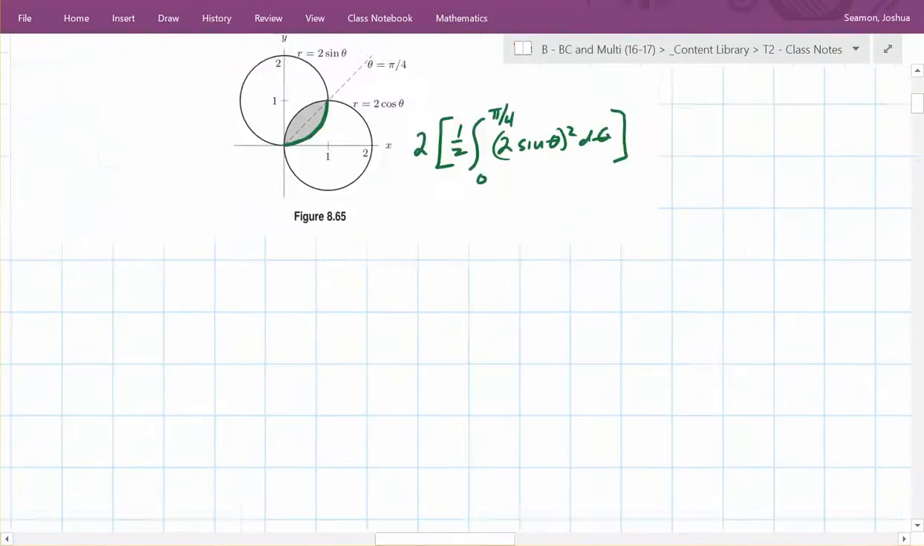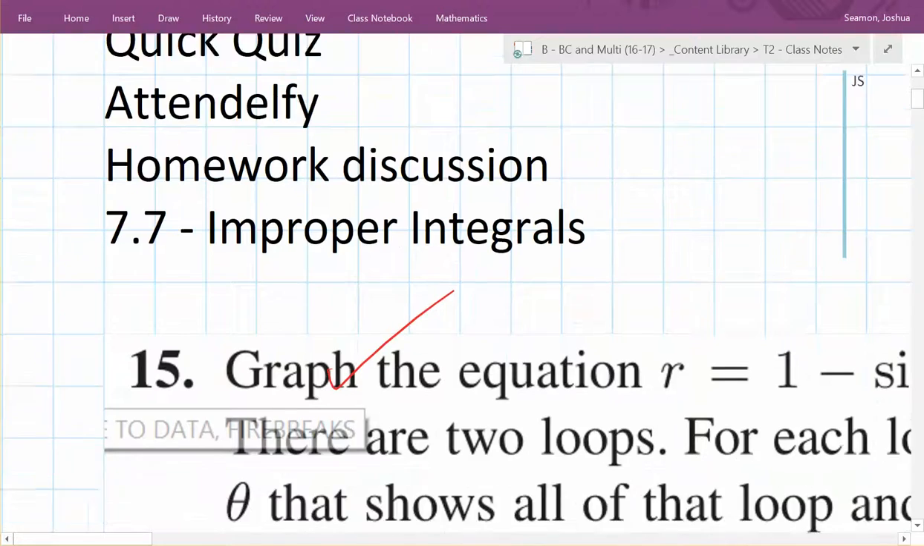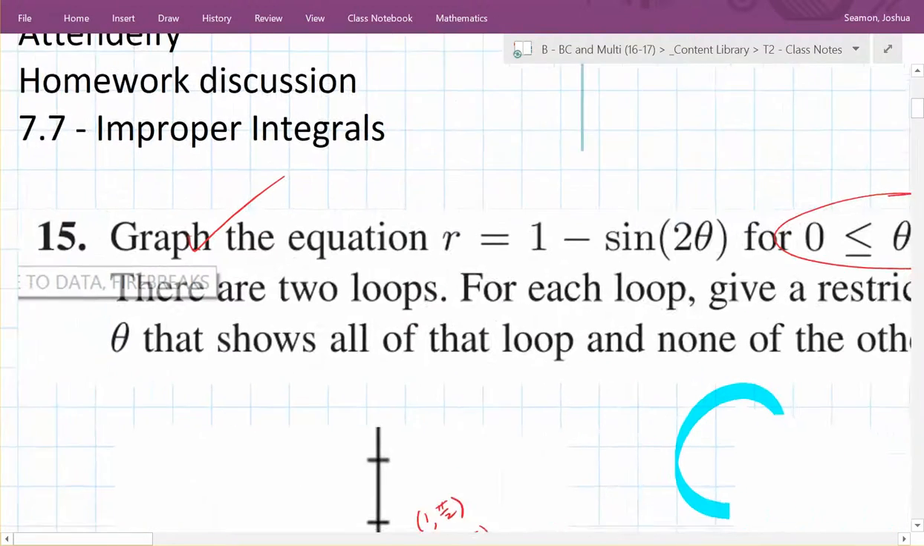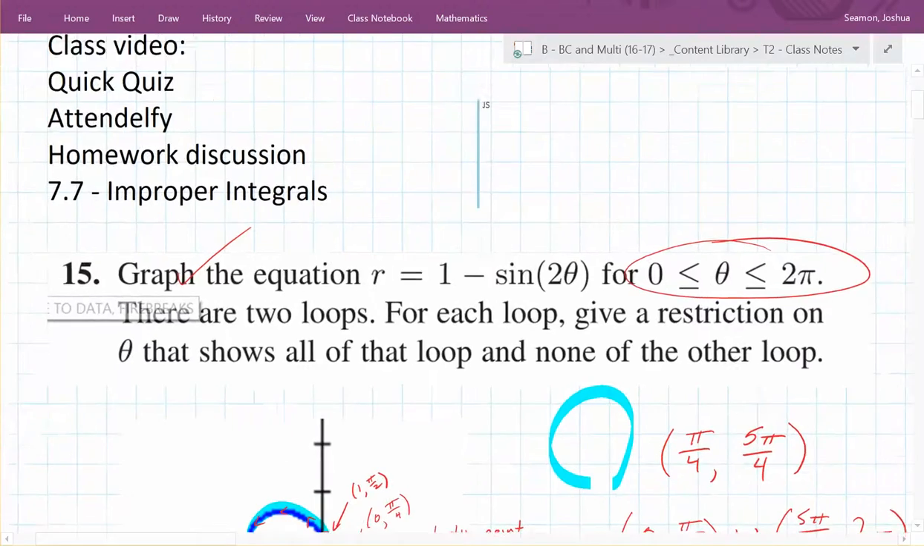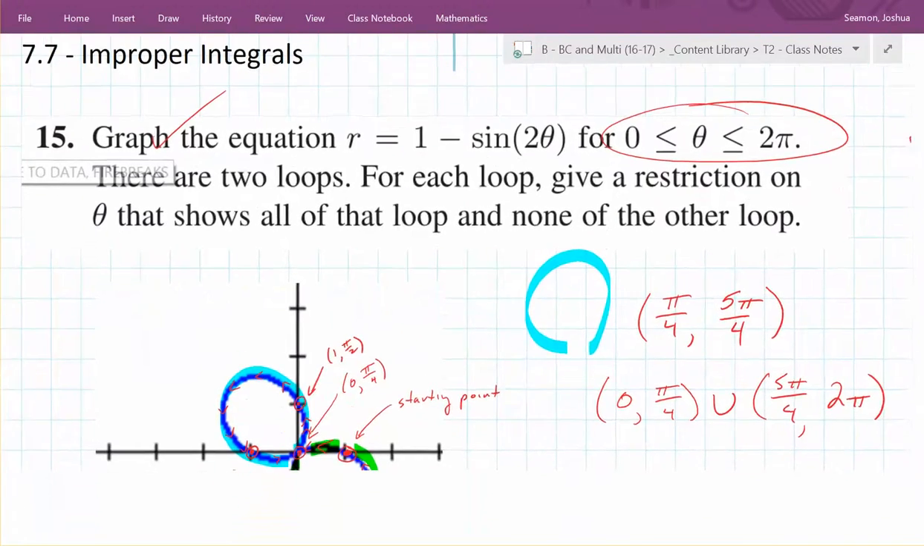Okay, let's look at 35. Can we look at 35? Is that okay? Or 15? On this one, it says graph the equations, and there are 2 loops. For each loop, give a restriction on theta that shows just one loop. Go to the board, everybody, please.